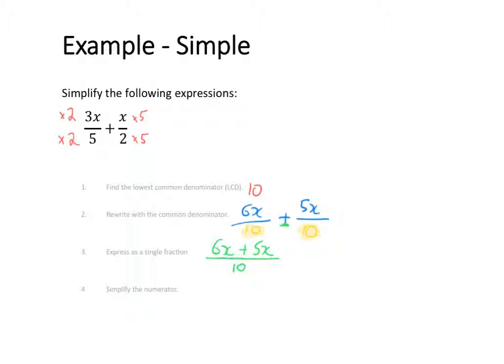And the last step is going to be to simplify the numerator. So I do that by collecting like terms. So 6x plus 5x is going to equal 11x, and that is going to be 11x over my common denominator of 10. So the expression 3x over 5 plus x over 2 simplifies to 11x over 10. And I found that by completing the 4 steps, step by step. If you complete the 4 steps, you will be able to simplify any addition or subtraction involving algebraic fractions.